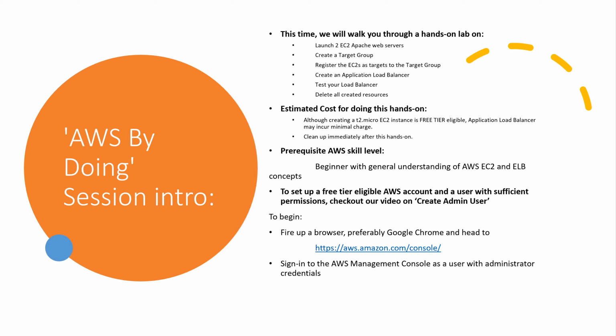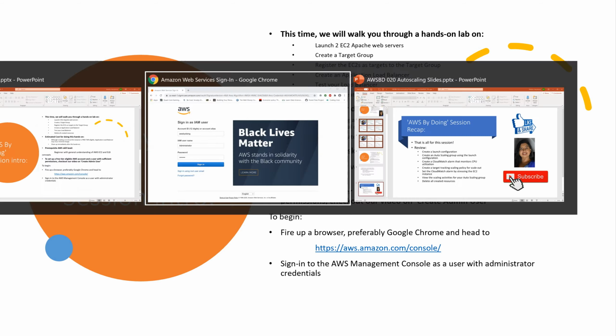To set up a free tier eligible AWS account and a user with sufficient permissions, check out our video, Create an Admin User. To begin, fire up a browser, preferably Google Chrome, and head to aws.amazon.com. Sign in to the AWS Management Console as a user with administrator credentials.